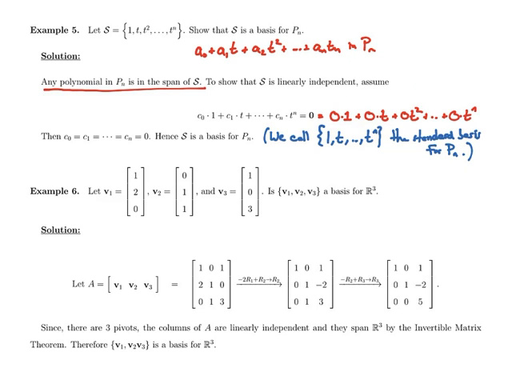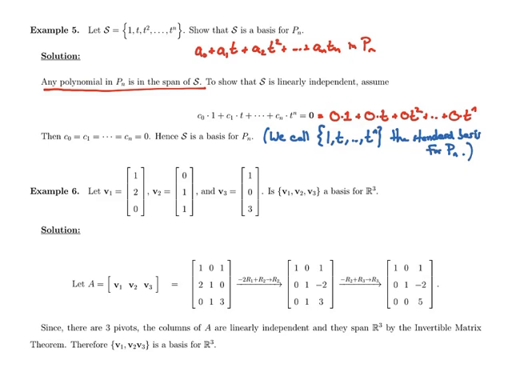Let's look at another example, in this case back to R3. We're going to ask, does this set of three vectors represent a basis for R3? It is not the standard basis, but it could also be a basis for R3. So the vectors are (1, 2, 0), (0, 1, 1), (1, 0, 3). We need to show that it is spanning and that they are linearly independent.